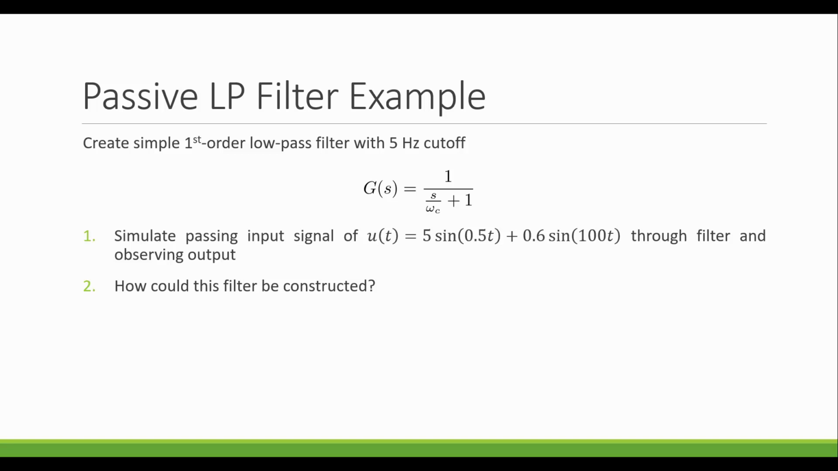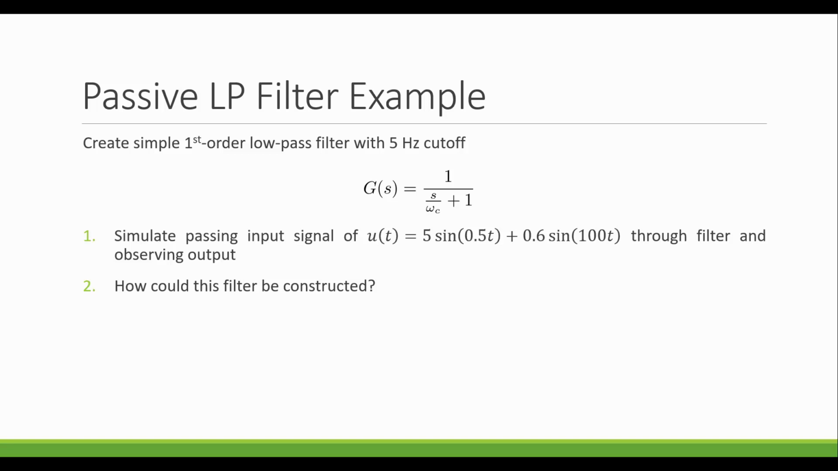So in this example, we are going to design a filter with a 5 Hertz cutoff, a low pass filter with a 5 Hertz cutoff. And we're going to see what happens when the input into our transfer function, specifically this filter, is this harmonic signal made up of 2 harmonic signals. We see it's 5 sin(0.5t) plus 0.6 sin(100t).